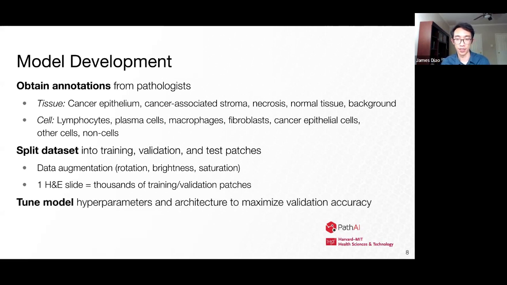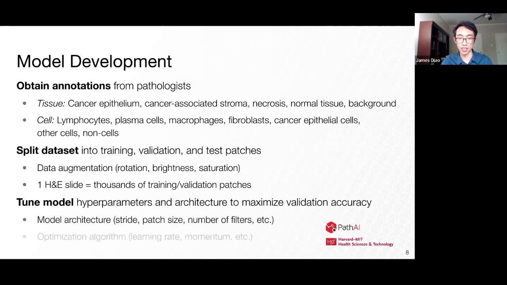I'll talk more about the process by which this is done, but we use nested cross-validation to tune the model hyperparameters and architecture. We aimed primarily at maximizing accuracy in the validation set, or each validation set. And here are some of the things that we were searching along to optimize the model.